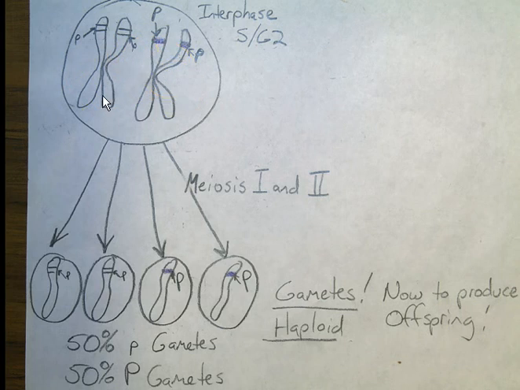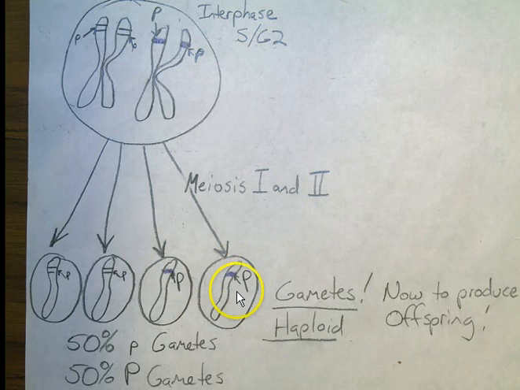During meiosis 2, the sister chromatids separate out, and we have another round of cell division. At the end of meiosis 1 and 2, we have a total of four cells. Two of the cells, in this example, will have the recessive allele, the little p. So we have two gametes being made, two sex cells being made, both with the recessive allele. We're also going to have two cells being made with the dominant allele. Here we have the dominant allele in one cell, and the dominant allele in another cell.